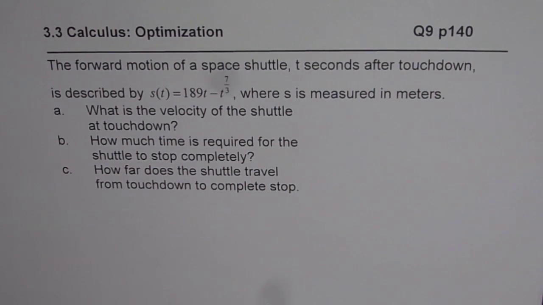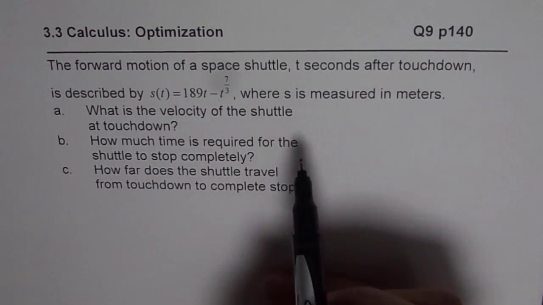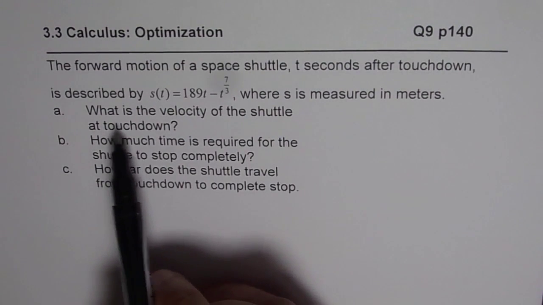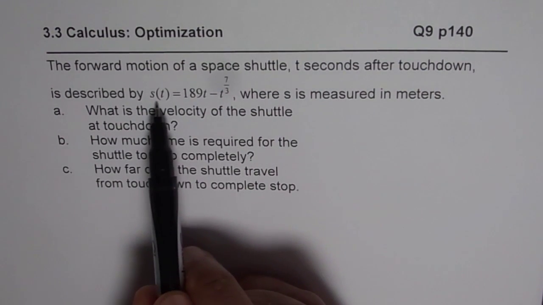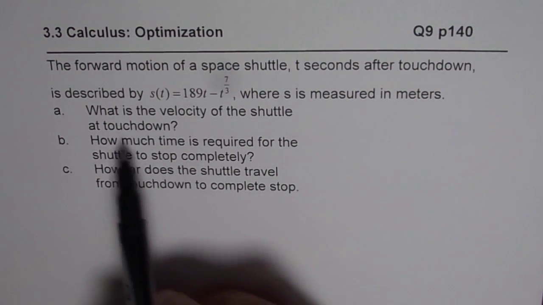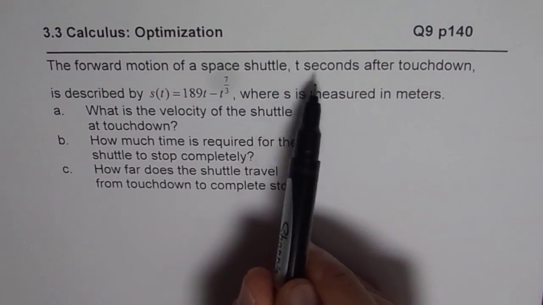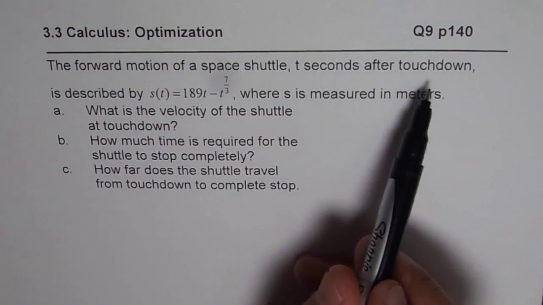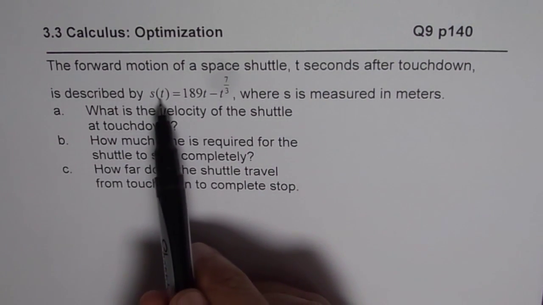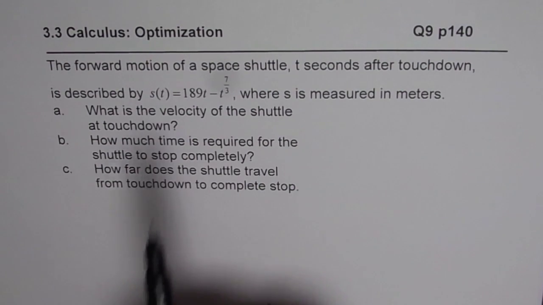Okay, now let us understand the question itself. When it says what is the velocity, you need to find the first derivative of displacement to get the velocity. At touchdown, at t equals 0, since t is seconds after touchdown, you need to find velocity. So that is the first part.